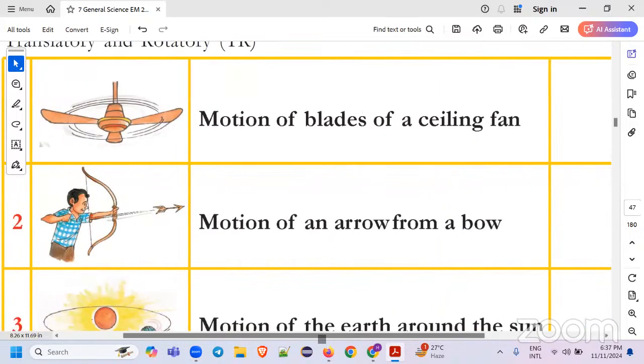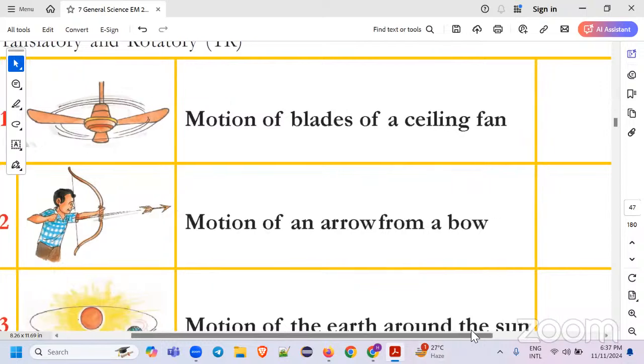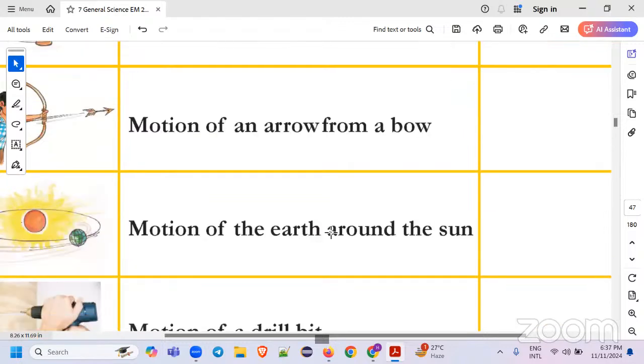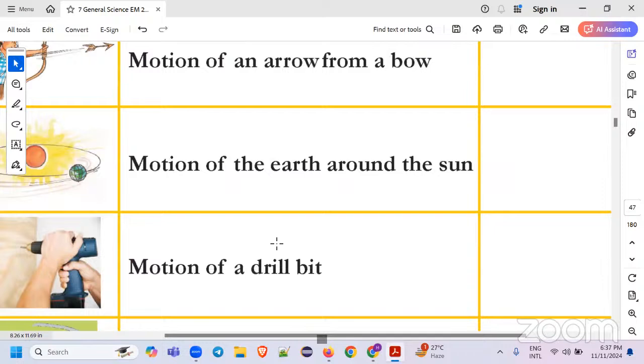Motion of blades of a ceiling fan. What type of motion does it have? It will have only rotatory motion. Motion of an arrow from a bow, it has only a linear motion. But sometimes they may rotate on their axis as bullets do. Okay, rotatory along an axis. Motion of the earth around the sun, it is a rotatory motion.